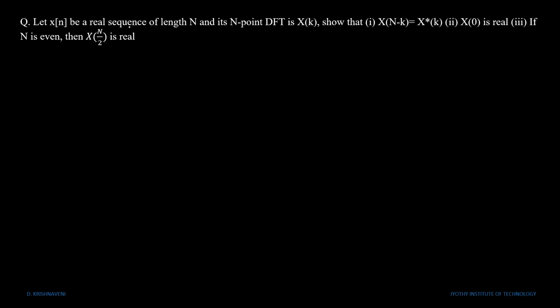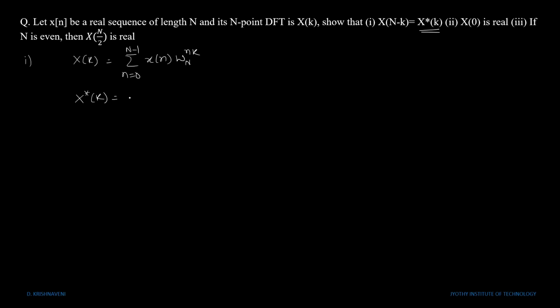So next, let x of n be a real sequence. So here x of n is given as a real sequence of length N. N-point DFT is given by X of k. And what you have to do, you have to show X of N minus k is equal to conjugate of X of k, and X of 0 is real, and X of N by 2 is real. This you have to show. Okay, so we take the formula of X of k, that is summation n is equal to 0 to N minus 1 x of n W_N to the power of nk. We have to take conjugate of X of k, so apply conjugate on both the sides.